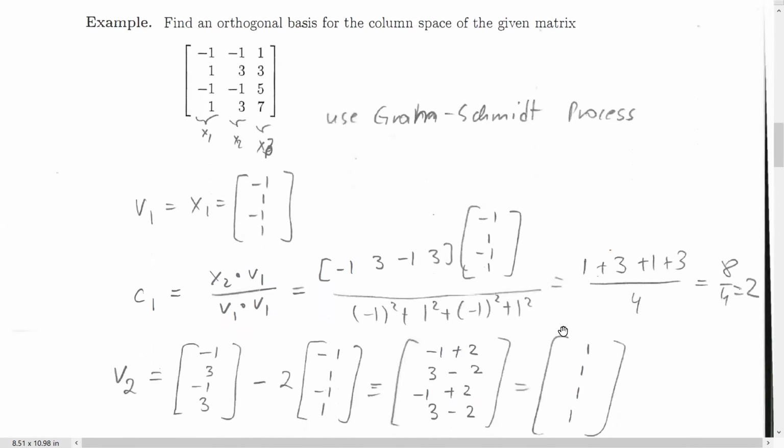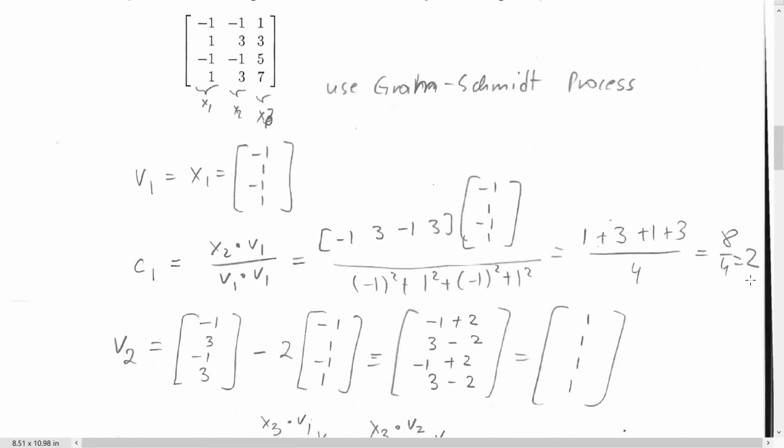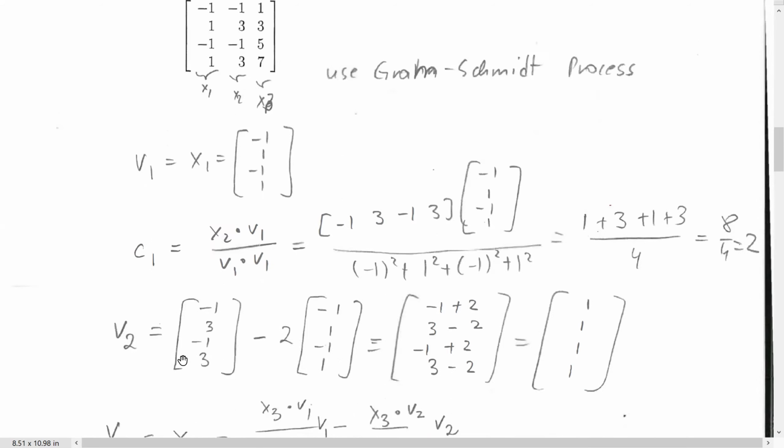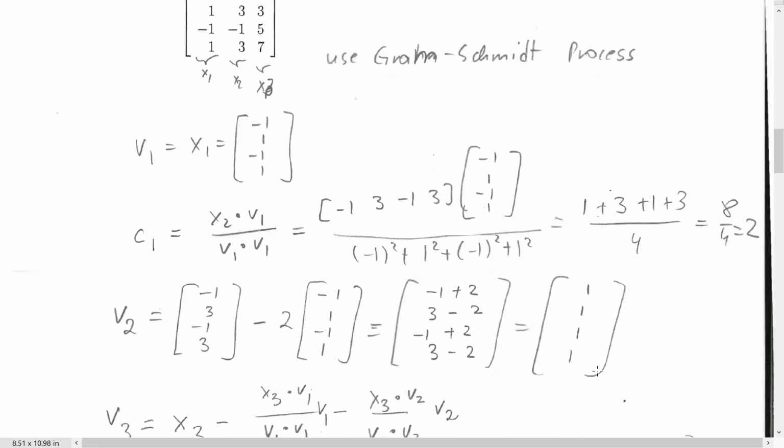And then we calculate this. I got the scalar 2, if I didn't mess up the calculation. So then vector v2 is my x2 vector, which is right here, minus the projection. So the scalar 2 times vector v1, or x1. And if you calculate, that's what I got for this vector.